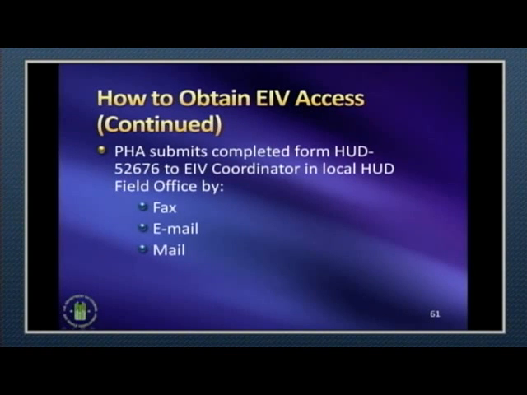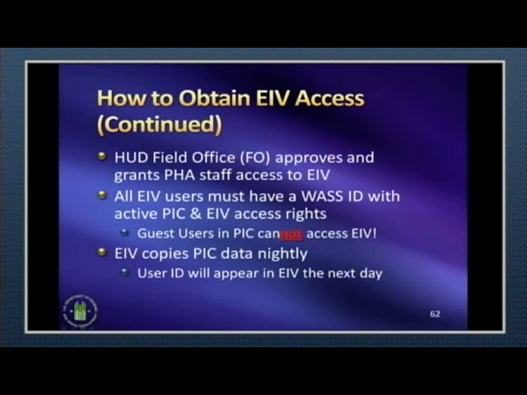As of right now, for the paper forms of the HUD Form 52676, those forms should be submitted to the EIV coordinator in your local HUD office, either by mail, snail mail, email, or fax, okay? Your HUD field office approves all of your EIV access requests, okay? Basically, when the EIV user administrator goes into EIV and assigns the applicable roles for a user, that generates a pending access request for the HUD field office to approve.